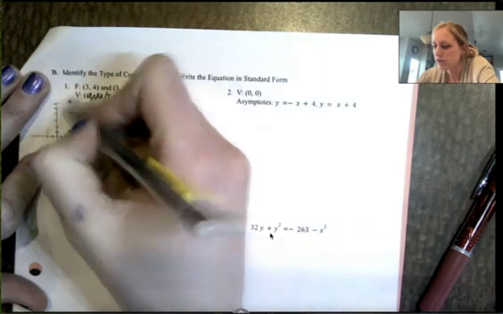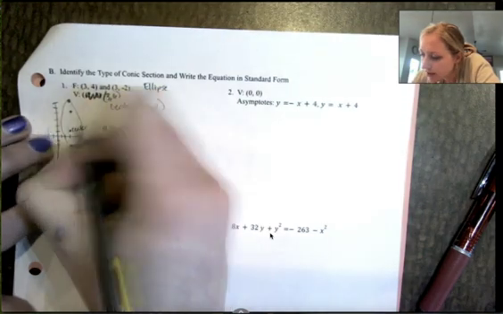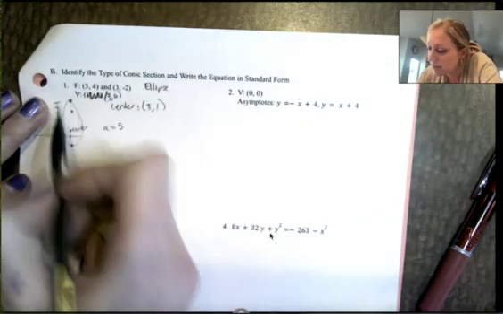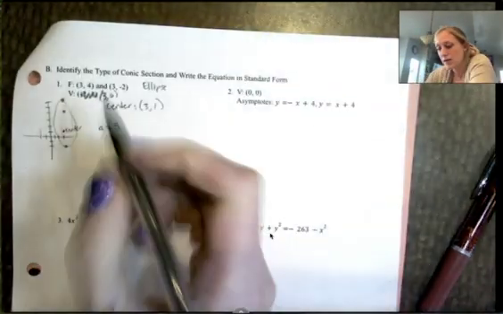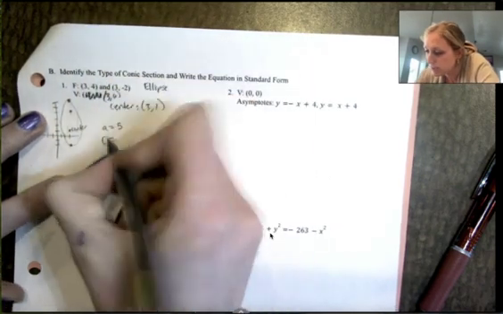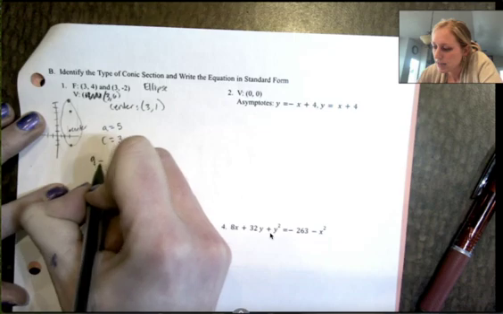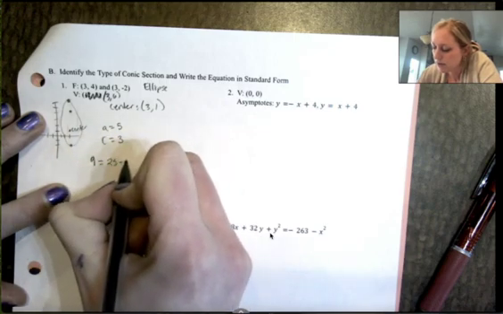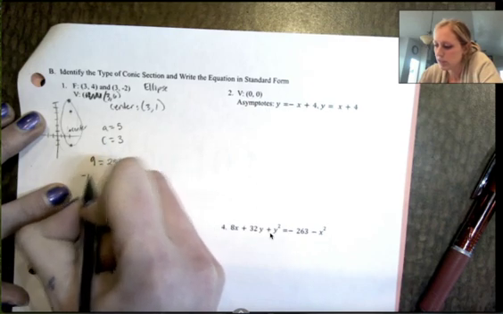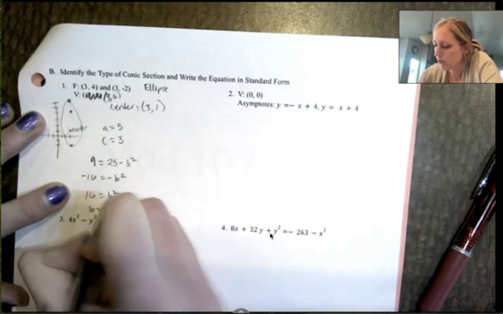And it's oriented vertically, right? So A is that value. So from the center, 3, 1, up to 3, 6, my A is 5. We don't know B, but we know C. Right, the distance from the center to the focus is 3. So then I can do c squared, so 9 equals a squared minus b squared. And then I can solve here. So let's see, we get -16 equals -b squared. So 16 equals b squared, and b is 4.